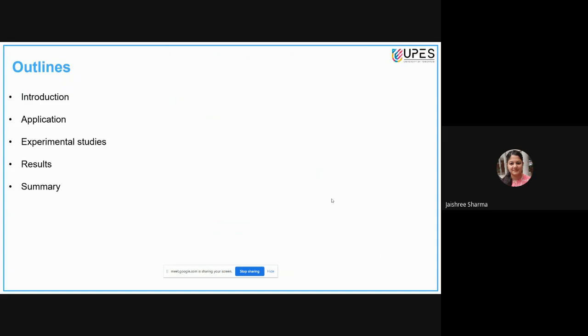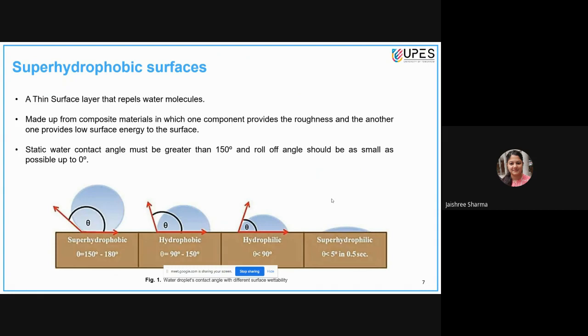Moving forward to the next slide, which covers the basics of my research work, that is super hydrophobic surfaces. Here is the very first question: what are these surfaces? The surfaces which repel water molecules are said to be super hydrophobic surfaces. Basically, these are called self-cleaning surfaces, and the idea of super hydrophobicity came from the lotus leaf. Researchers found that the lotus leaf incorporates dual scale roughness, that is, micro and nano level roughness.